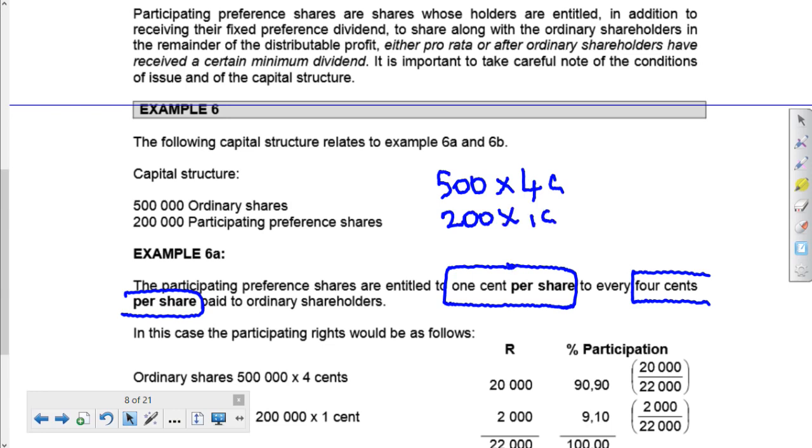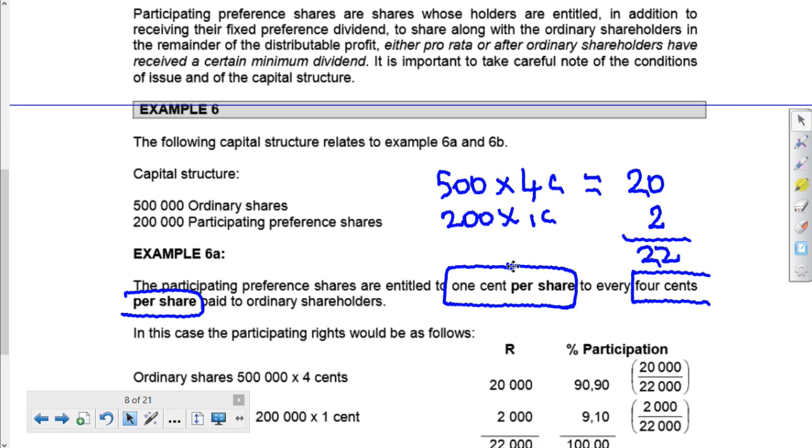Do you agree? So if I just take this as the numbers, I get 500 times 4 cents? I'm working in big thousands. 20. And 200 times 1 cent is a 2. Okay, you see how they're sharing? It looks nothing like 4 to 1, isn't it? It's actually 10 to 1, isn't it? So it's 22 and 22.